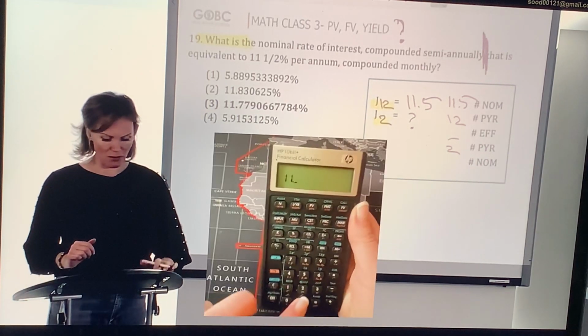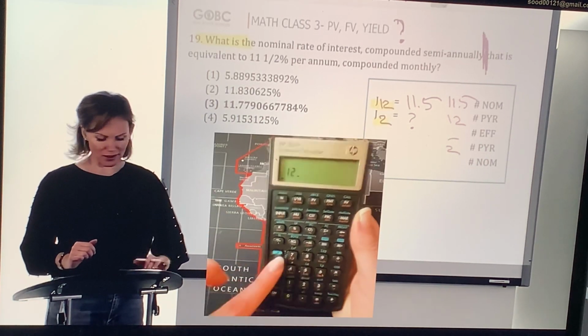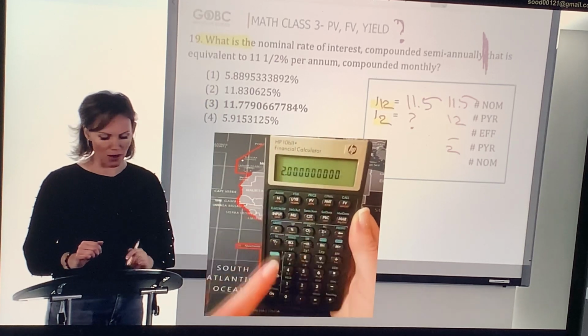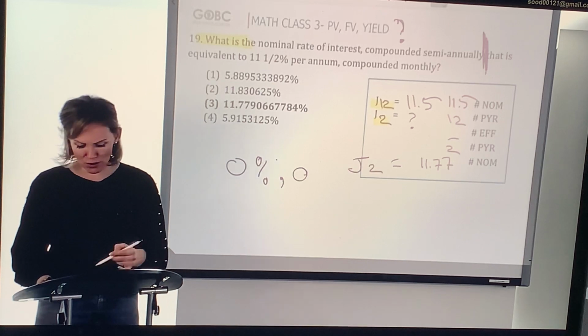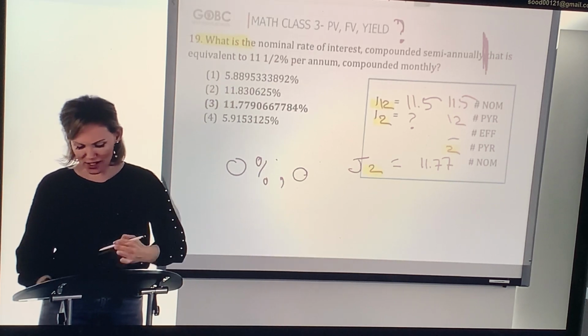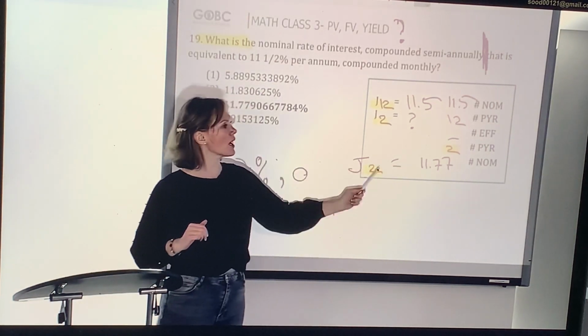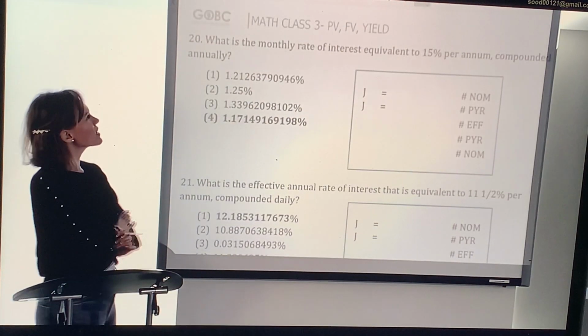So 11.5 shift nom. Then 12 shift P/R, shift effective. And then 2 shift P/R, shift nom. And mine came up to 11.77. So what's this? That is your J2, because my last P/R was 2. So that is J2 equals 11.77. So you take what you have and you convert it to what they want. We have quite a lot of those questions to practice with.